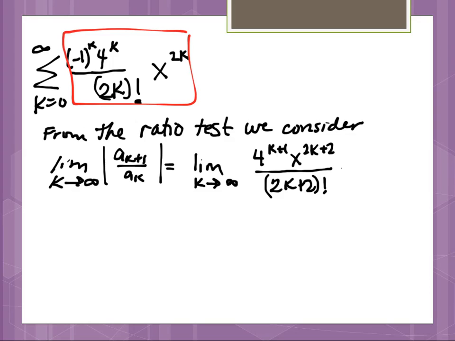And I'm going to multiply that by the reciprocal so that I don't have to write the double fractions going on here. So that's going to be the exact fraction that I started with, 4 to the k, which is now in the denominator, x to the 2k also in the denominator, and k factorial in the numerator. And all of that needs absolute values.